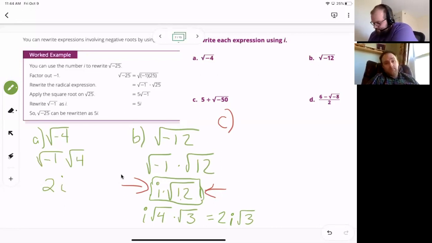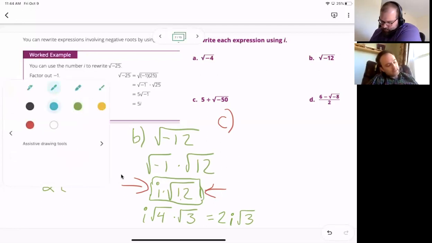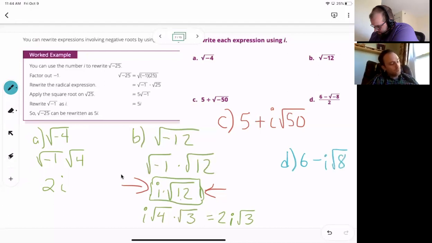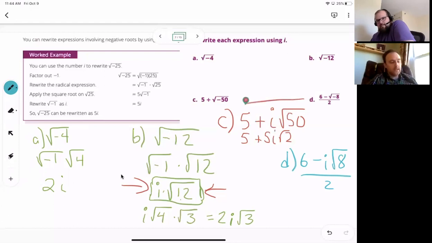That's true. So for C, I'm just going to go to what you could write the answer out as: 5 plus, take the negative 1 out, square root of 50. You could break that 50 down, as Mr. Carlson did, into 25 times 2. So if you wanted to, you could write it as 5i square root of 2. But you don't have to go to that step if that's confusing to you. Just sit here, and Mr. Carlson and I will be quite happy.